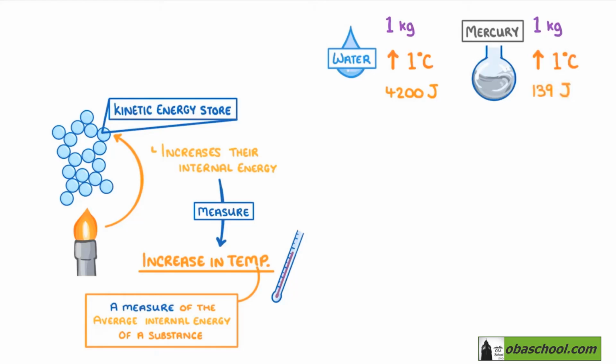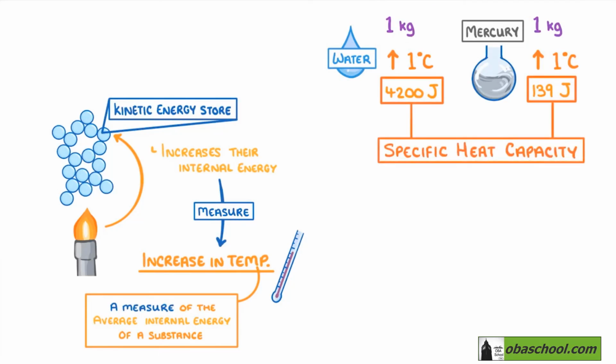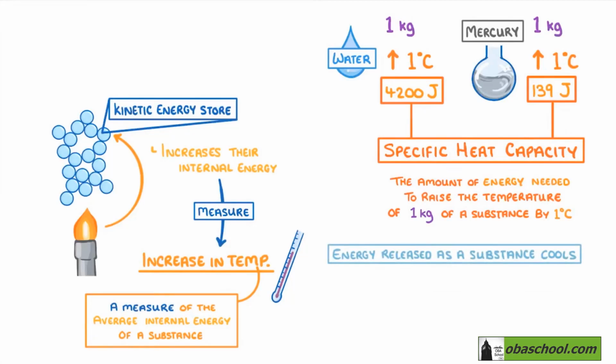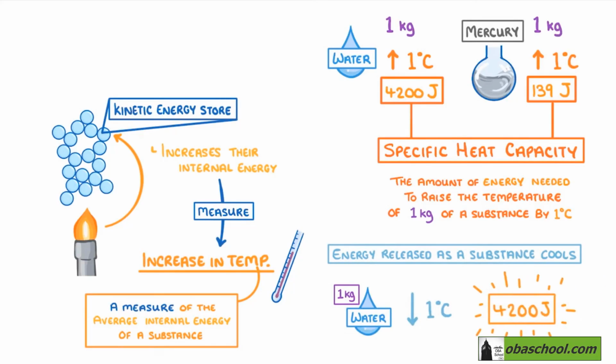We call these numbers the specific heat capacity, which is the amount of energy needed to raise the temperature of 1 kilogram of a substance by 1 degree. So each time 1 kilogram of water cools by 1 degree, it will release 4,200 joules of energy to the surroundings.